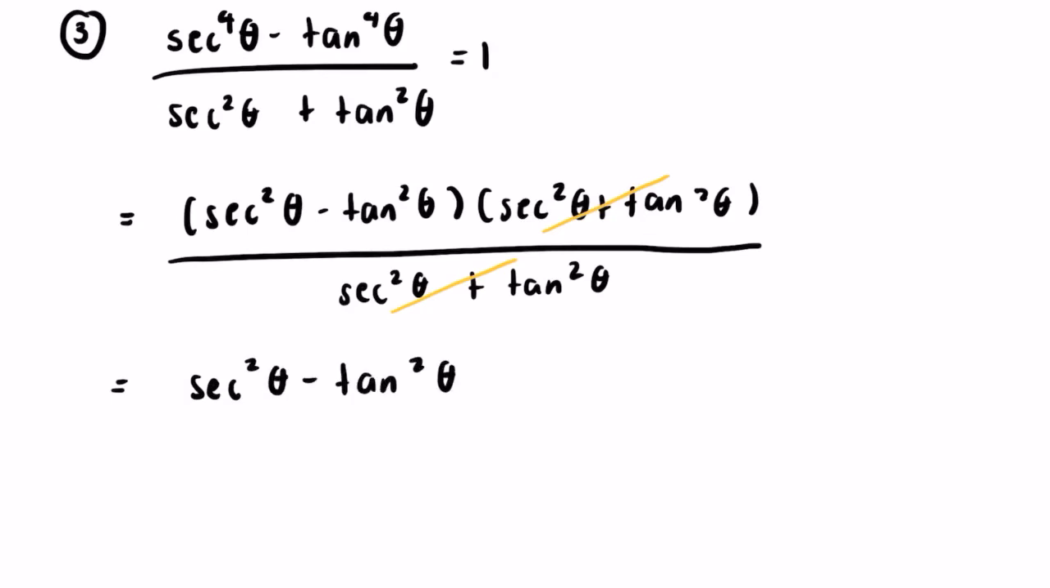Going back to our previous discussion, secant squared theta minus tangent squared theta is equal to 1, as the Pythagorean identity justifies. Therefore, secant squared theta minus tangent squared theta is equal to 1, which proves that the two sides of the equation are equal.